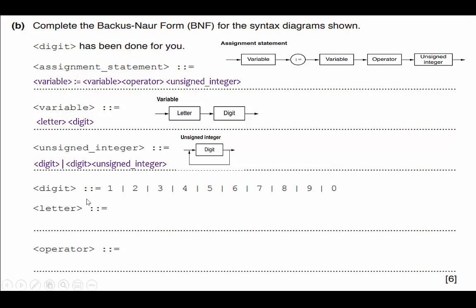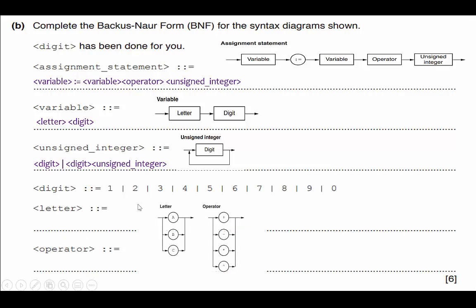Then we have digit, which they've already done for us, 1 through 9 and 0, but they want us to define letter. Well, a letter is A, B, or C. Notice these are circles. That means it can't be broken down any further. So all I'm going to do is write the BNF rule for letter, A or B or C, using that vertical pipe bar. And the last one, an operator is defined as, well, that is plus or minus or asterisk or the exponent or caret symbol.